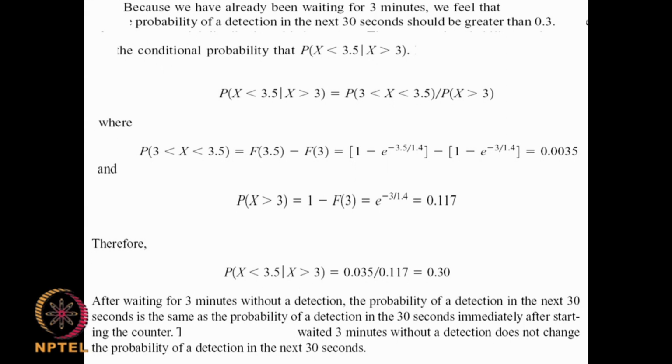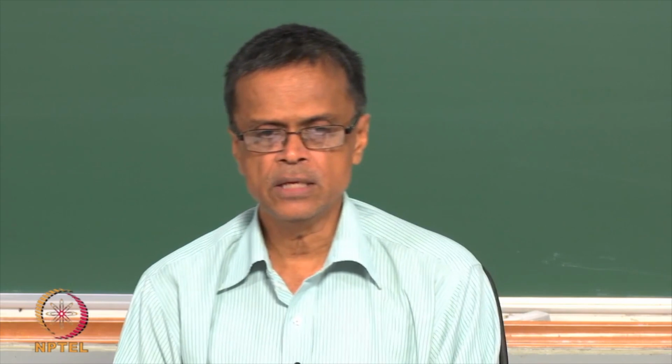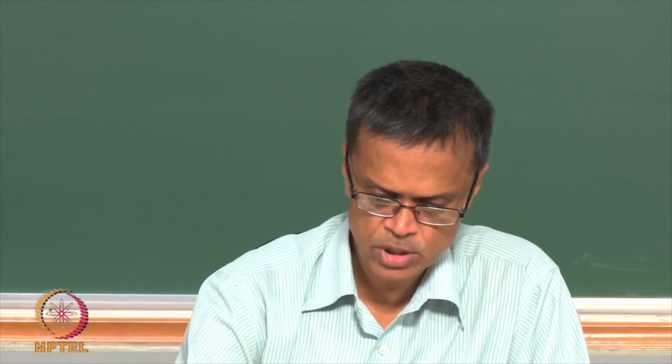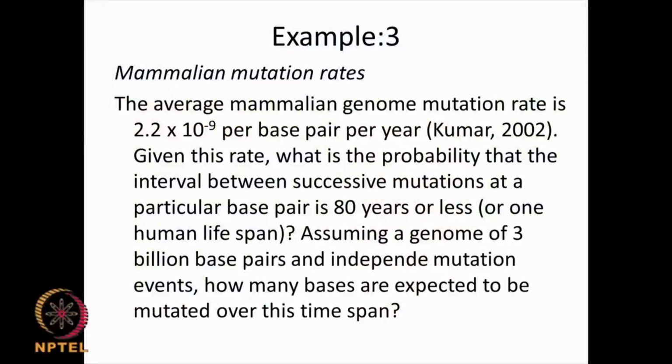It is not that the probability will increase because we have not seen a particle for a long time. The probability will not change, unlike other distributions, because we have not seen an event occurring. The probability will not change at all in the exponential distribution. So, let us look at another example.